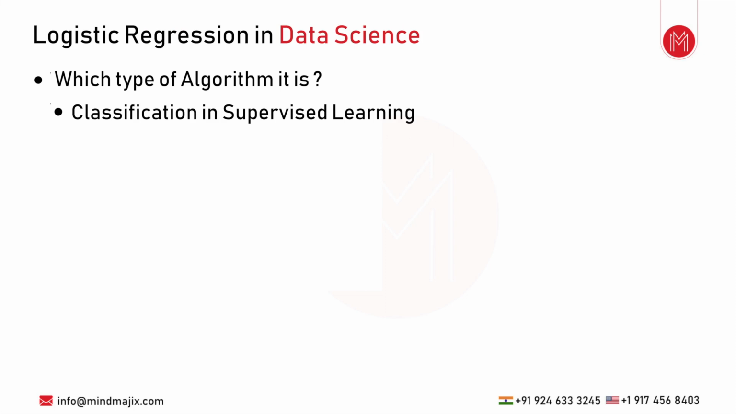First of all, guys, what is the type of this algorithm? We talk about the classification in the machine learning division that we have. We have two things: supervised learning and unsupervised learning. The classification part comes into supervised learning, and in this supervised learning, we have logistic regression.